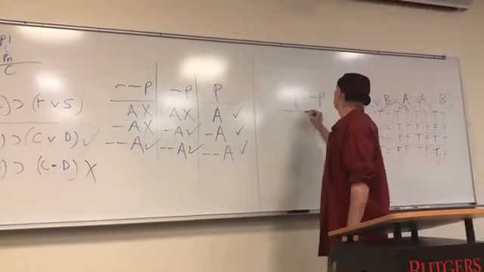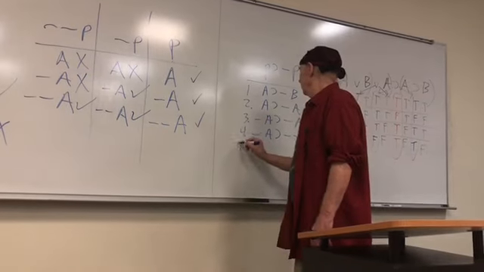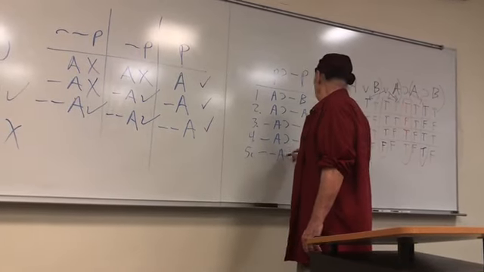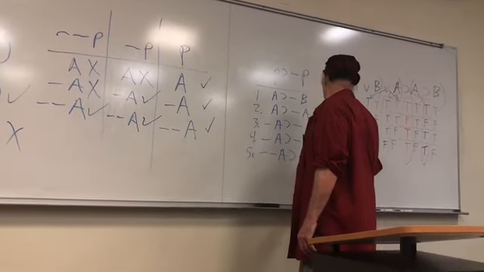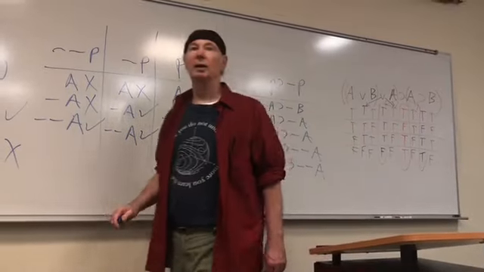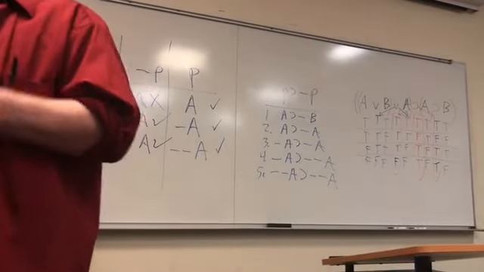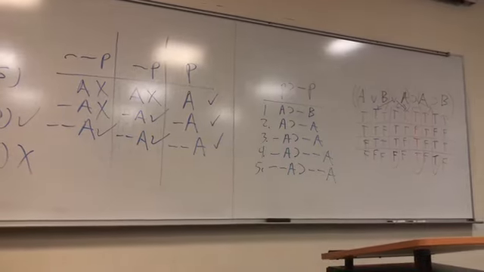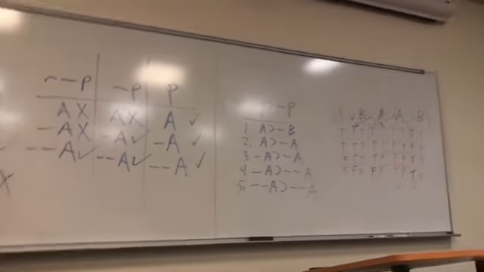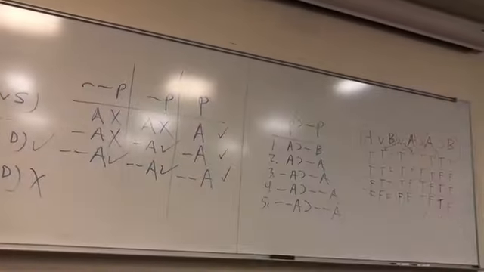A horseshoe squiggle B. A horseshoe squiggle A. Squiggle A horseshoe squiggle A. Squiggle A horseshoe squiggle squiggle A. And squiggle squiggle A horseshoe squiggle squiggle A. And ask of each of these sentences whether they are substitution instances of that form.